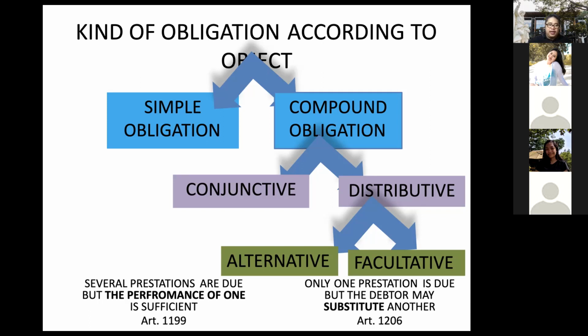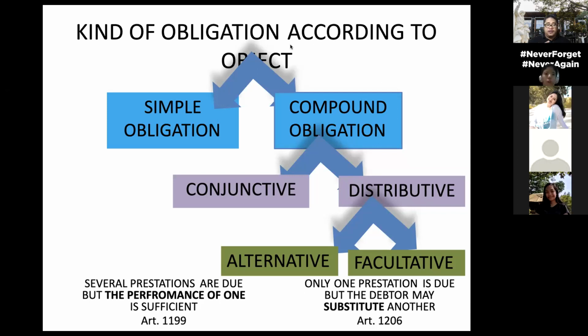So in an alternative obligation, please take note, several prestations are due, but when you perform just one of them, you are considered to have fulfilled already the obligation, okay? But in a facultative obligation, there's only one prestation, but there can be an option to substitute it for another depending on various cases. Right? I hope this is clear. The idea is very simple.